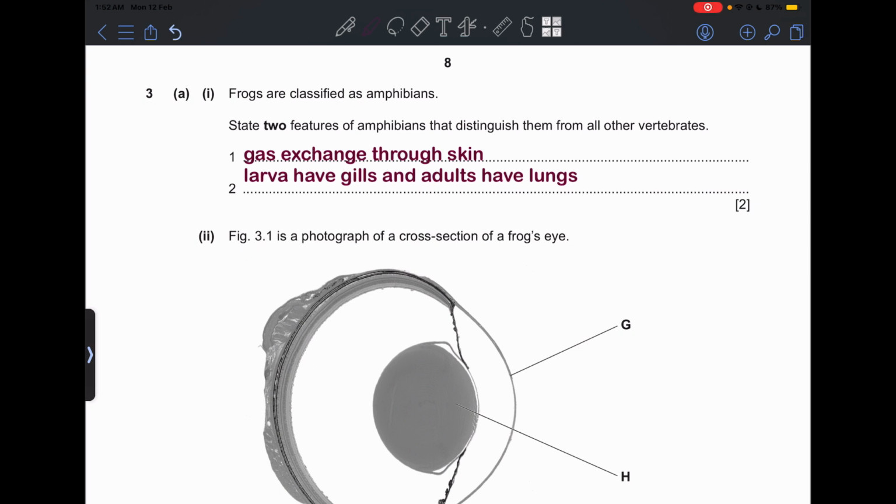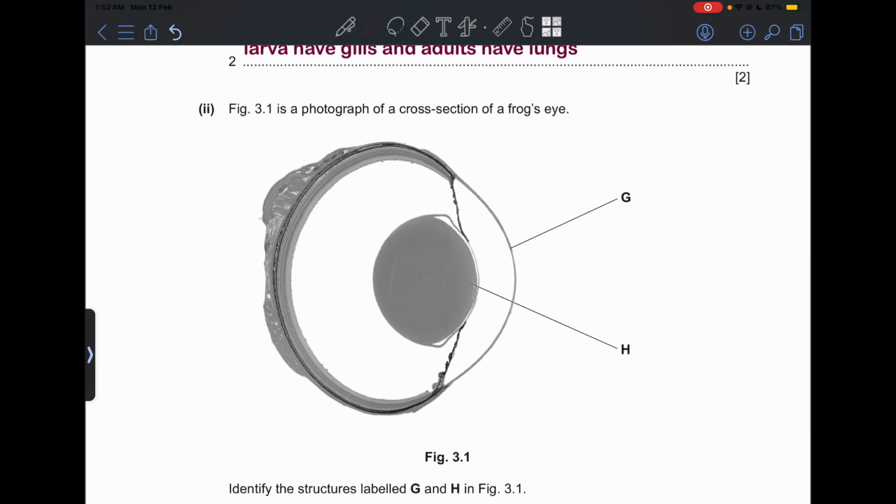Larva is basically like the small frogs, they are not adults yet, so they don't have a fully developed lung. And also we can say a third one, which is that the adults can live both on land and in water. Figure 3.1 is a photograph of a cross-section of a frog's eye.